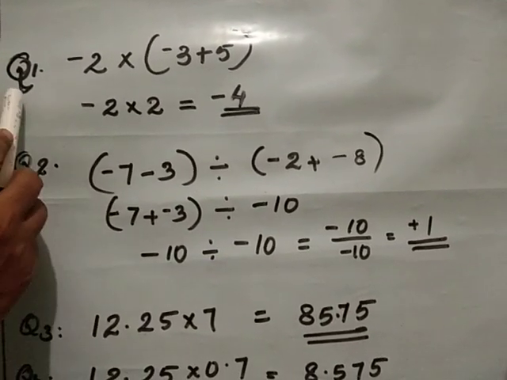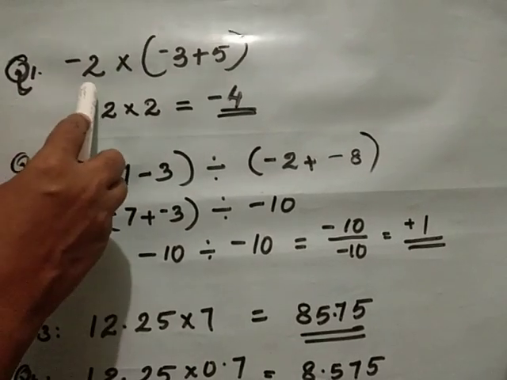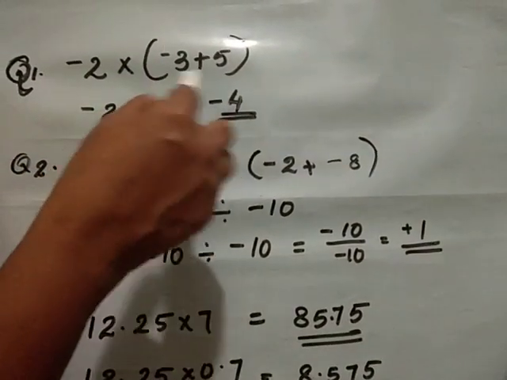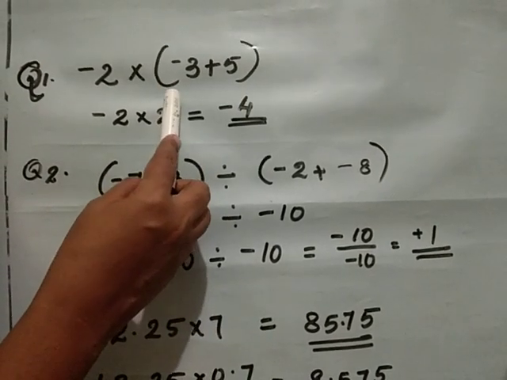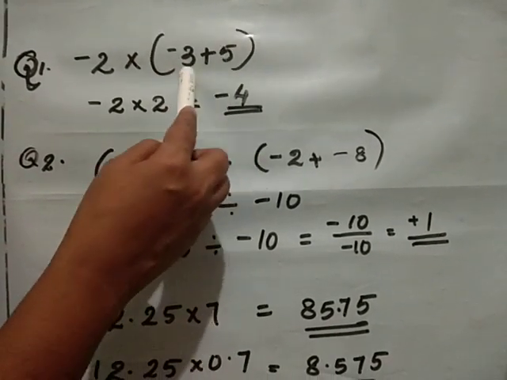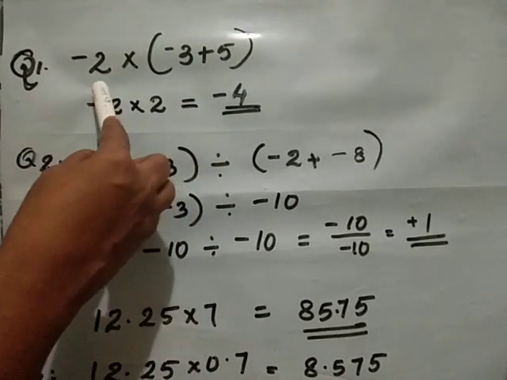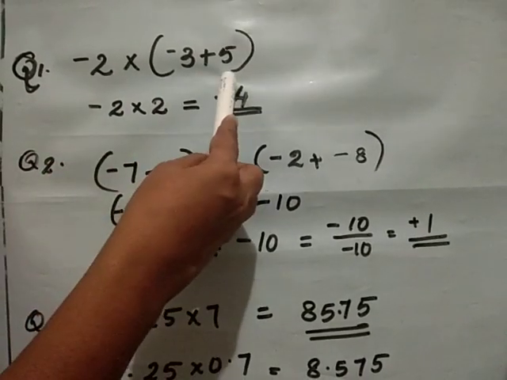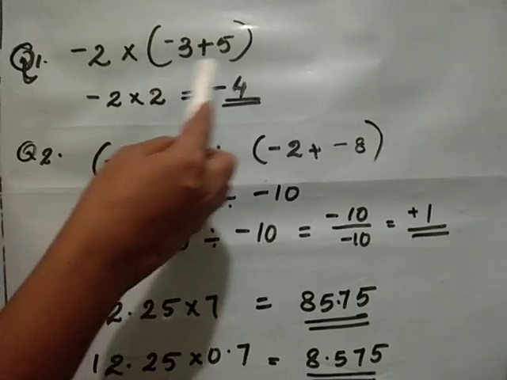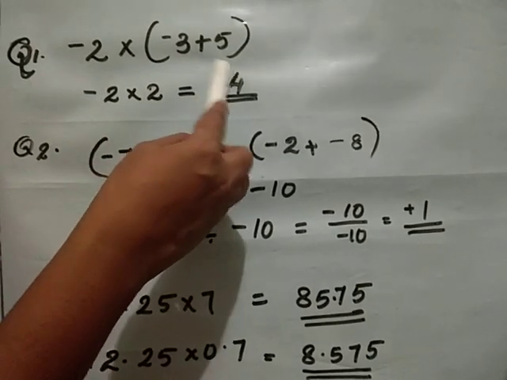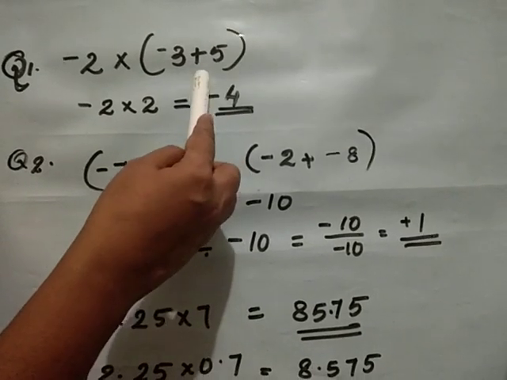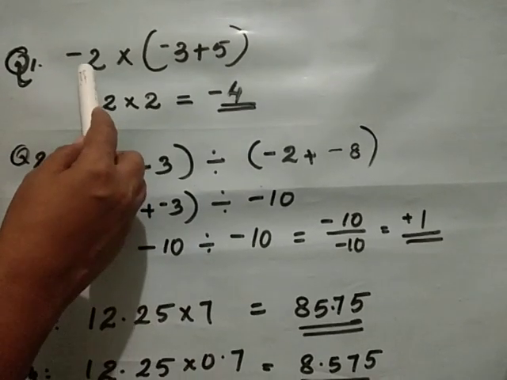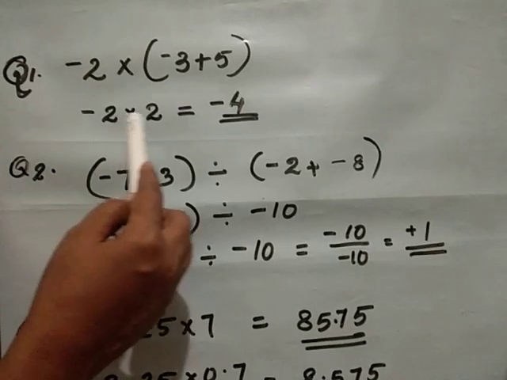Okay, here is question number 1: negative 2 into bracket negative 3 plus 5. Here the operations of integers. Bracket inside is addition, and outside is multiplication. When solving this type of question, first we solve the bracket inside. That means negative 3 plus 5 is how much? That is 2. So we write the second step: negative 2 into 2.